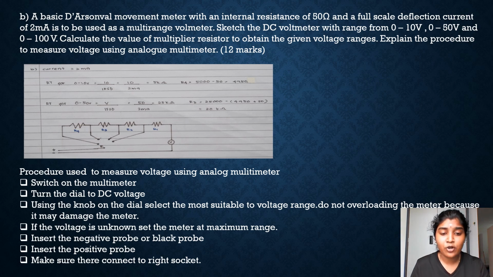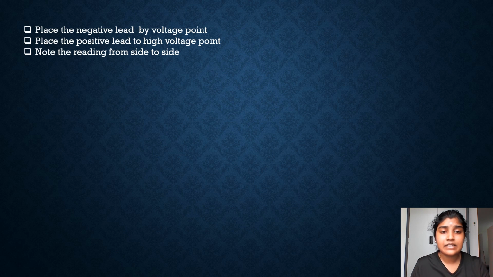Insert the negative probe, the black probe. Insert the positive probe. Make sure they connect to the right circuit. Next, place the negative lead at the low voltage point. Place the positive lead at the high voltage point and at last, note the reading from side to side.